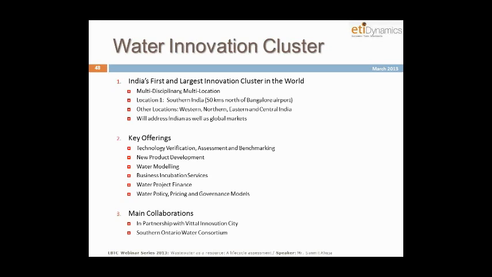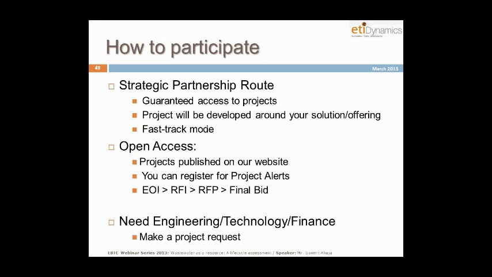We have been developing a water innovation cluster. This is India's first and largest innovation cluster in the world. The first location is being put up in southern India, in Bangalore. This innovation cluster will provide the launchpad for new technologies to be tested for Indian conditions, Indian soil, and further commercialization. The main collaboration is with Vittal Innovation City for this and Southern Ontario Water Consortium.